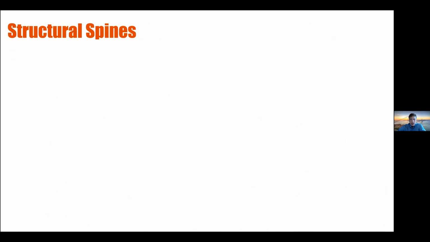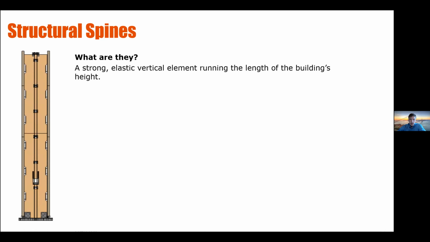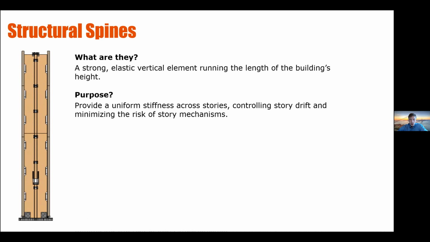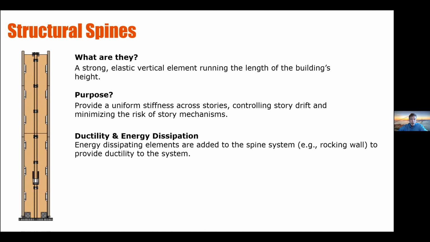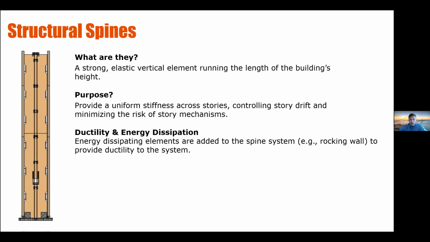So to go more in detail about the lateral force-resisting system, we are using rocking walls as mass timber structural spines. These structural spines are strong, stiff, and elastic vertical elements that run the length of the building height to provide for a uniform stiffness, controlling story drift, and minimizing the risk of story mechanism behavior. These structural spines are accompanied with a typically steel energy dissipation device that provide for system ductility.